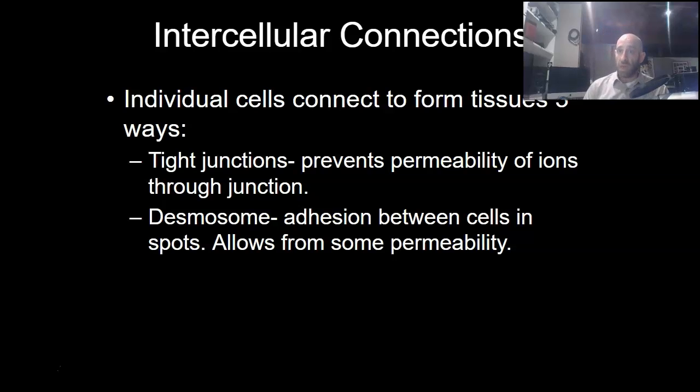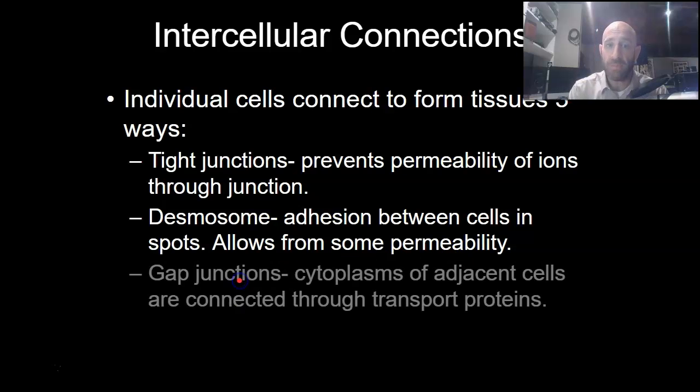So the difference would be in your brain, you don't want things getting in or out of your blood vessels to affect your brain. So that would be like tight junctions. Where in your stomach area, where your guts are, and where you are picking up nutrients, you want some things to get in and out of the blood vessels. So those cells are going to have a little more permeability.